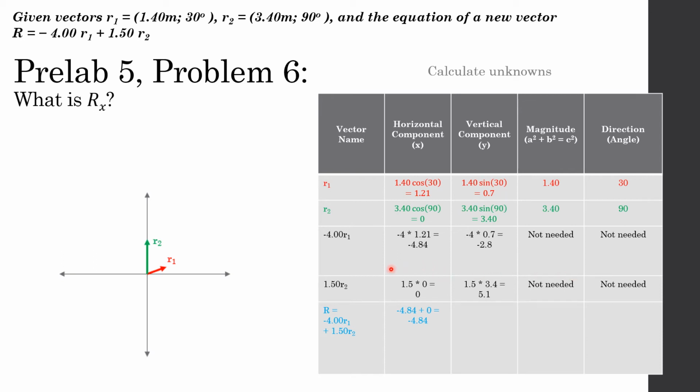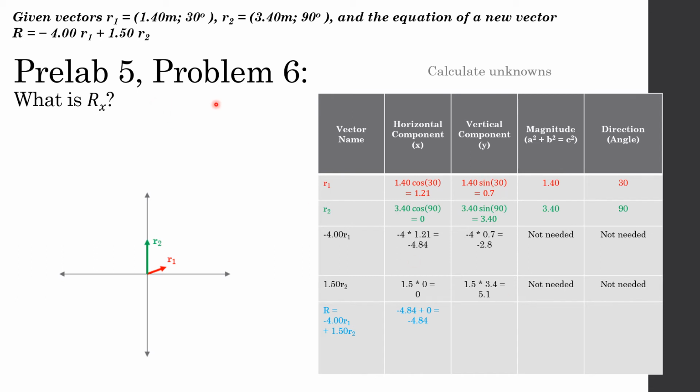Speaking of which, let's carry on. For the horizontal component of 1.5 R2, since this says 1.5 R2, we're just going to be multiplying the components of R2 by 1.5. So 1.5 times 0, because that was this guy here, is 0, and 1.5 times 3.4 is 5.1.